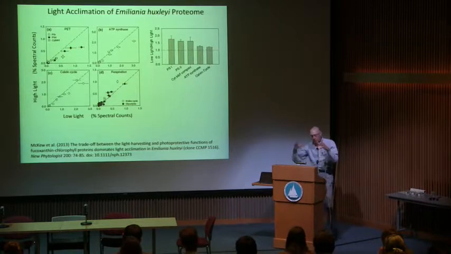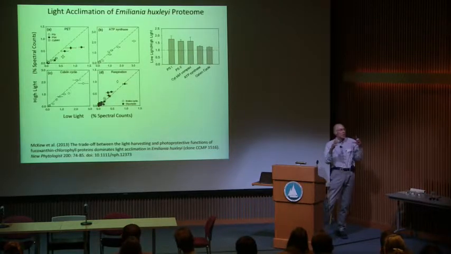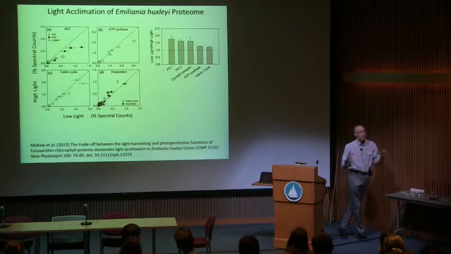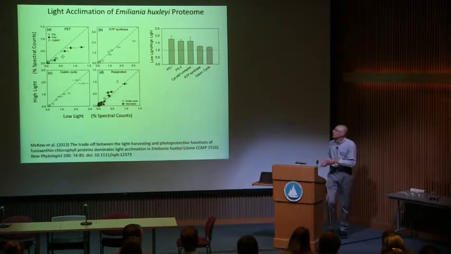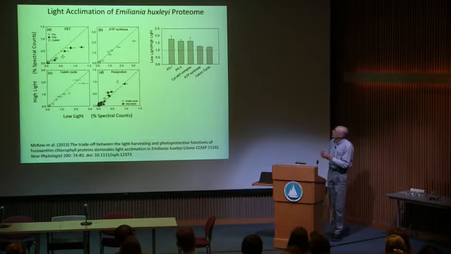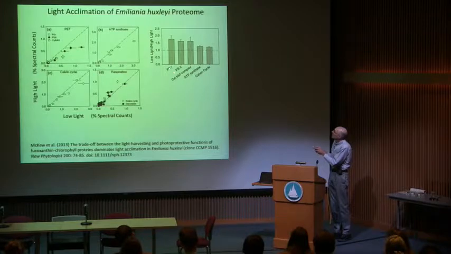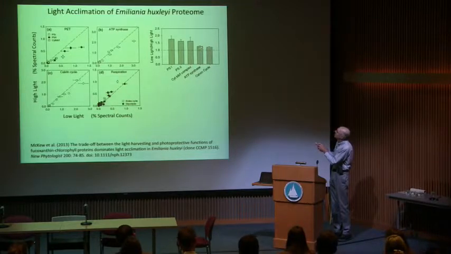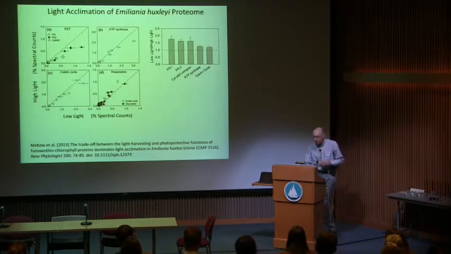So if we lump now at the macromolecular complex level or at the biochemical pathway level, we can compare the low light to high light proportions of the proteome. This is just the ratio. So for the electron transfer chain, it's about 50% higher in low light than high light. For the ATP synthase and the Calvin cycle, it's maybe 15% or so.